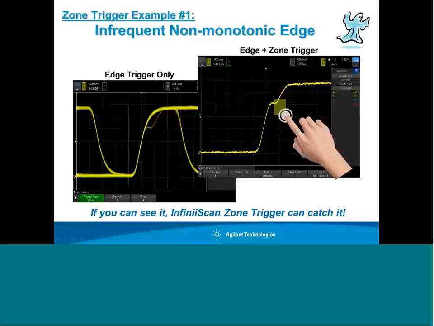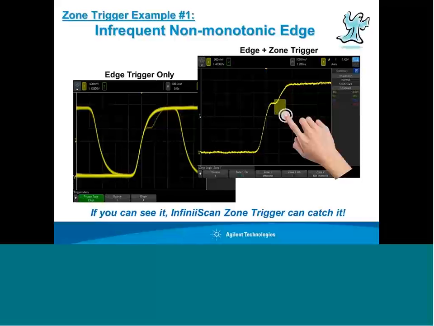Agilent's latest oscilloscope, the 4000X series, which we call the InfiniiVision series, has something new we call InfiniiScan Zone Triggering. When we went through the process of actually setting up the scope to trigger on the slow falling edge, to be honest with you, it is not that easy. I mentioned earlier, most people just simply use rising edge trigger. Most engineers are not oscilloscope experts, and setting up the rise time trigger took several steps.